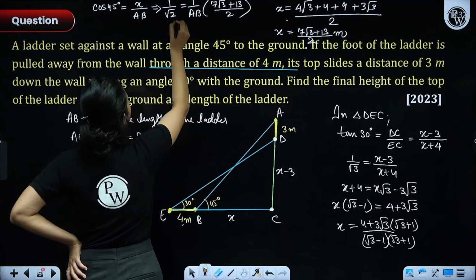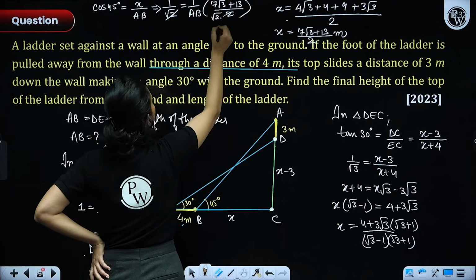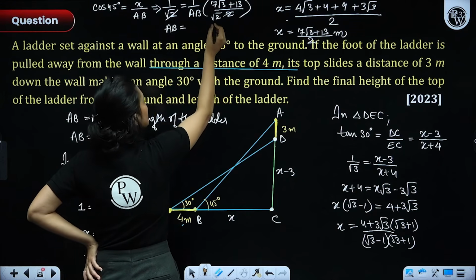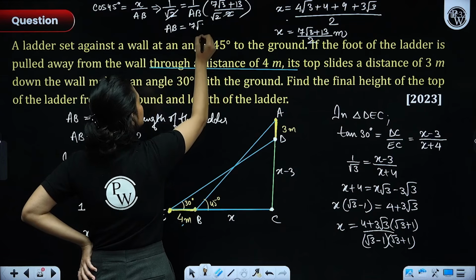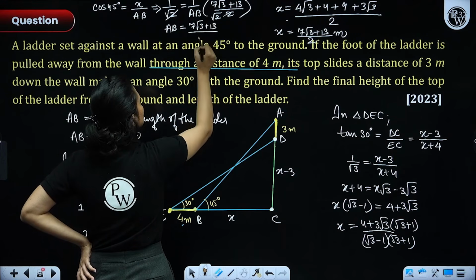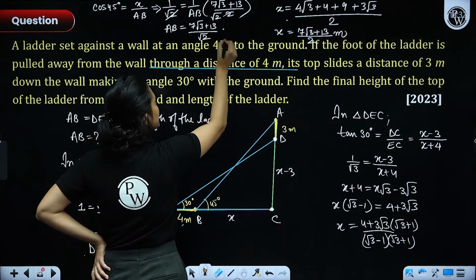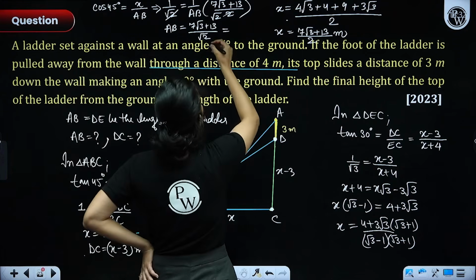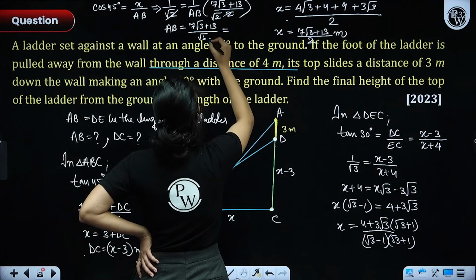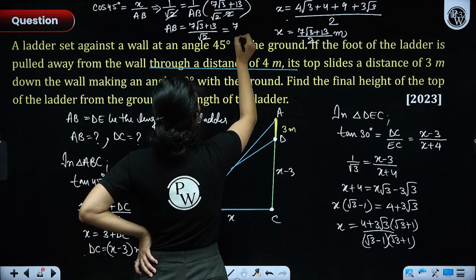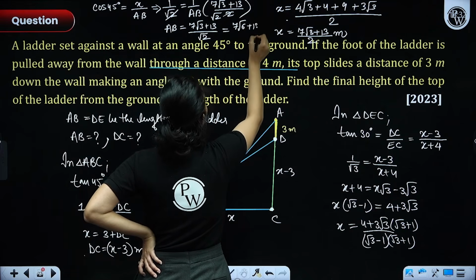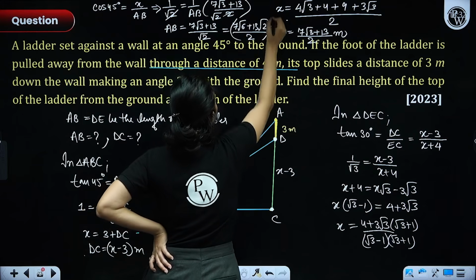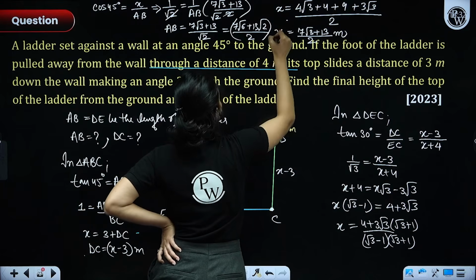Right everyone? Now here you can cancel these two, so you'll get root 2 here. So from here you can say that AB is equal to 7 root 3 plus 13 divided by root 2. So you will rationalize this again. How will you rationalize? You will multiply root 2 in numerator and denominator. So you will get 7 root 6 plus 13 root 2 divided by 2. Okay, that's quite a big answer everyone.